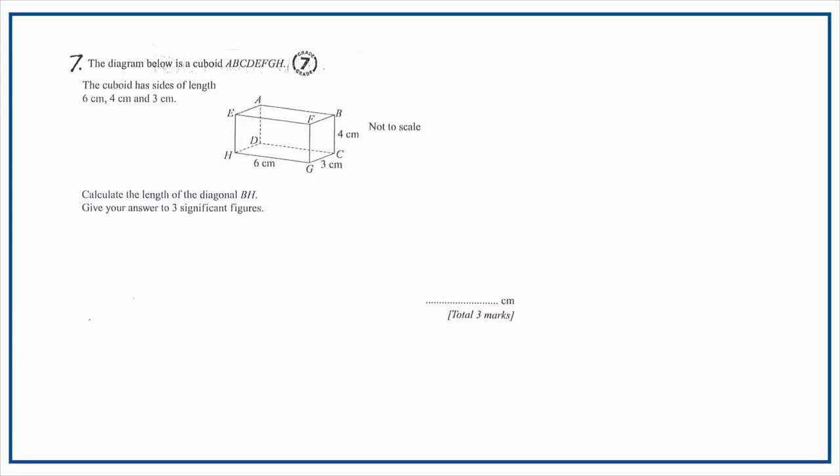The diagram below is a cuboid ABCDEFGH. The cuboid has sides of length 6 centimeters, 4 centimeters, and 3 centimeters. Calculate the length of the diagonal BH and give your answer to three significant figures.